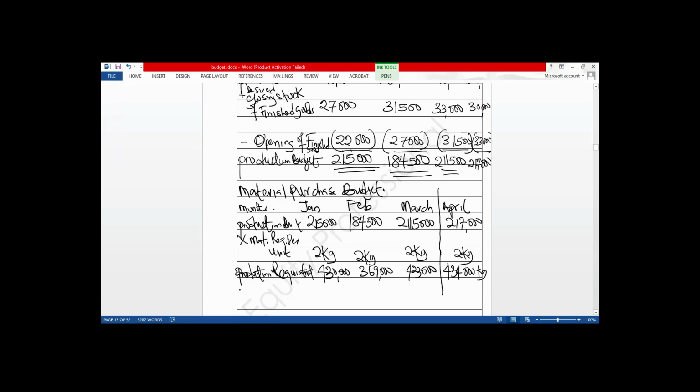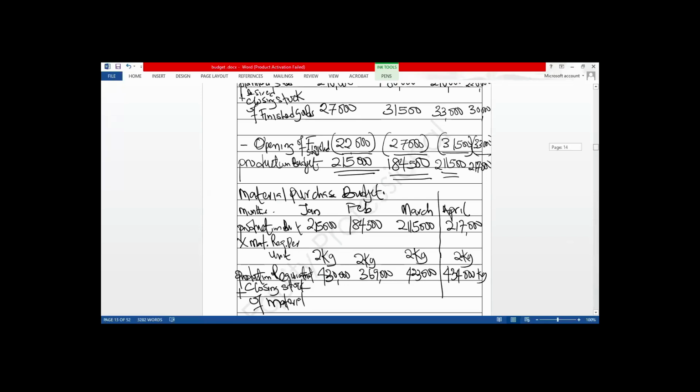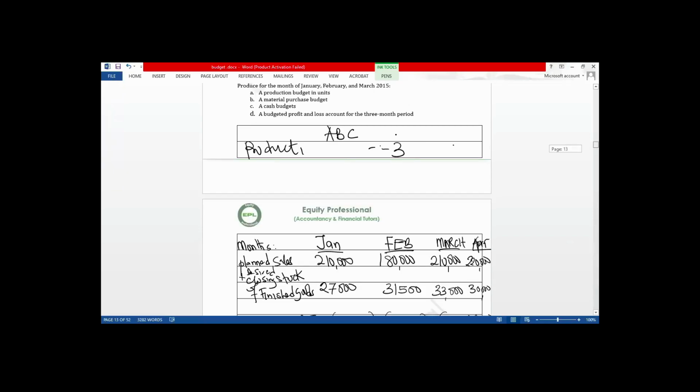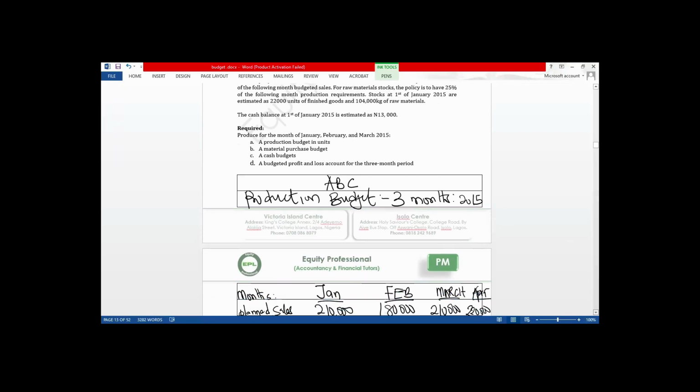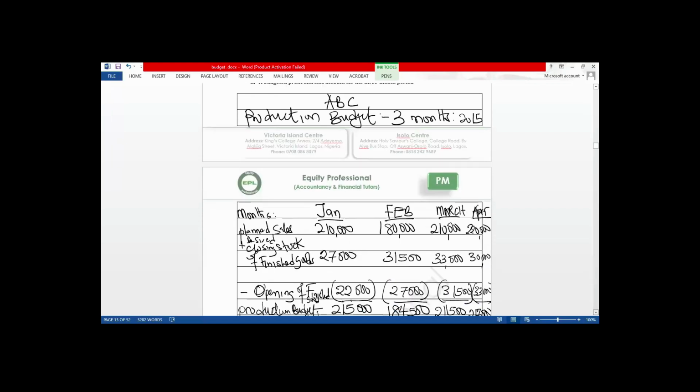Then now add plus closing stock of raw material. If you go back to the question, the last paragraph, the examiner says, look at it. For raw material stock, the policy is to have 25% of the following month's production requirements as your closing stock.